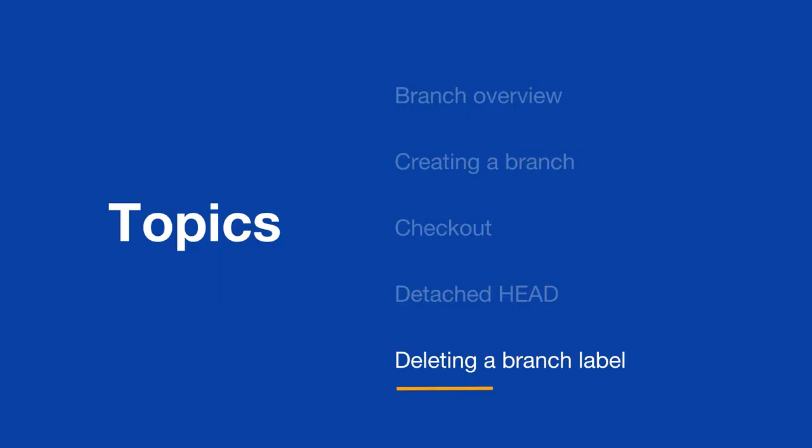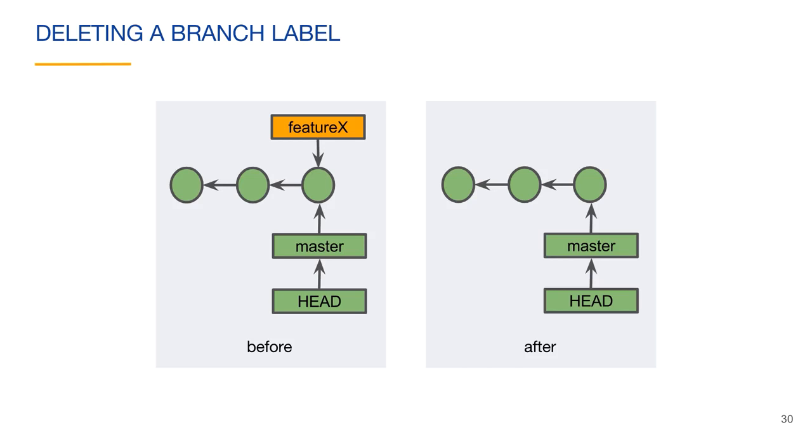Finally, we will discuss deleting a branch label. Deleting a branch really just means that you're deleting a branch label. Deleting a branch label normally does not delete any commits, at least not right away. In the example on the left, we created a feature X branch. This simply added the feature X label to the latest commit. If we then immediately delete the feature X branch, all that happens is that the feature X label is deleted. This shows how truly lightweight Git branches are.